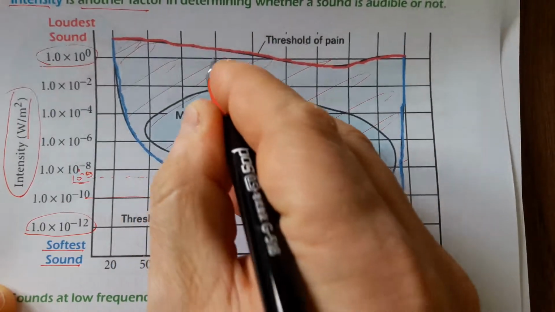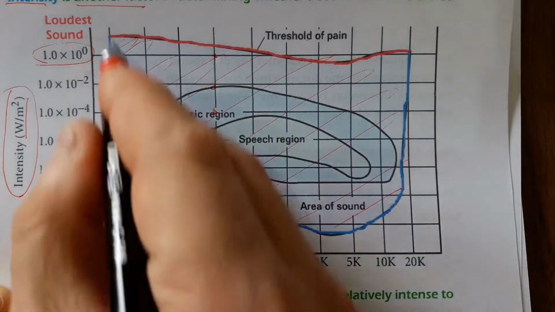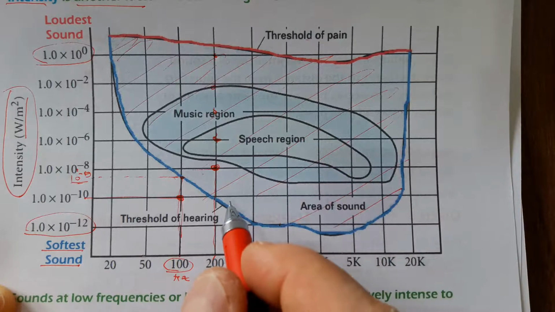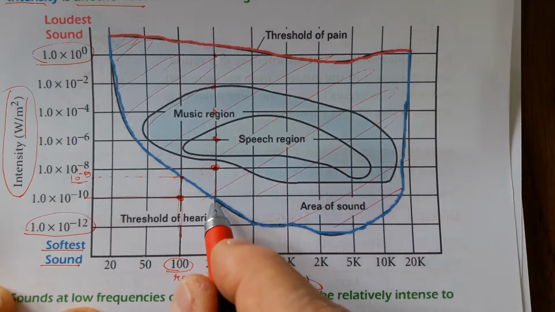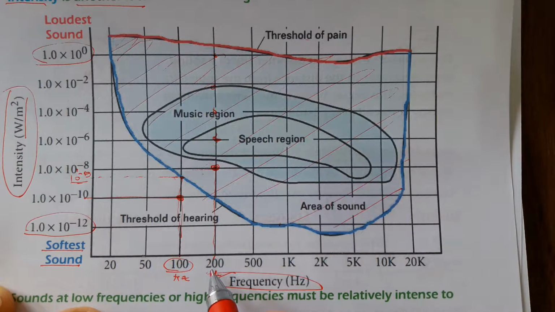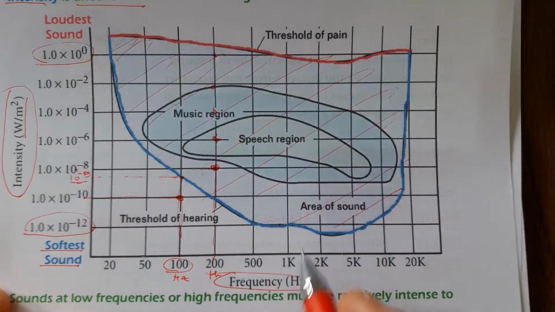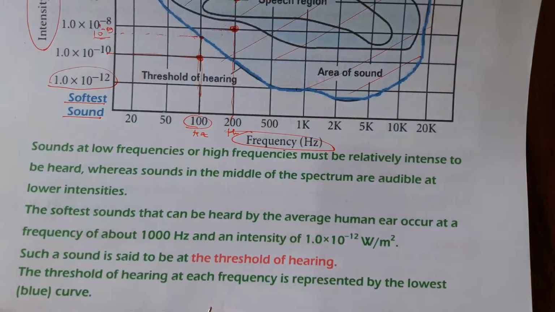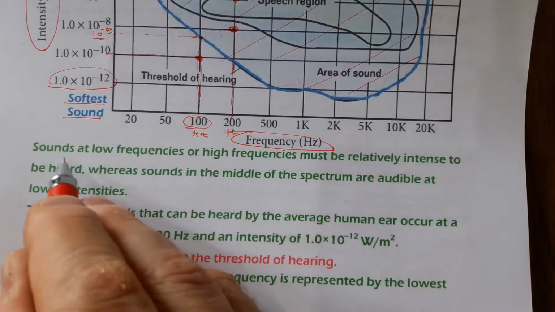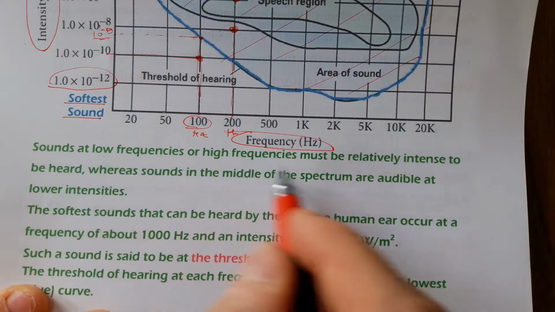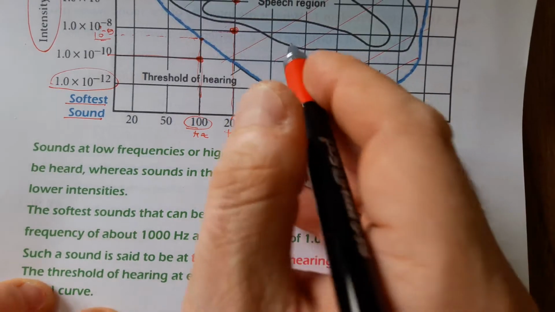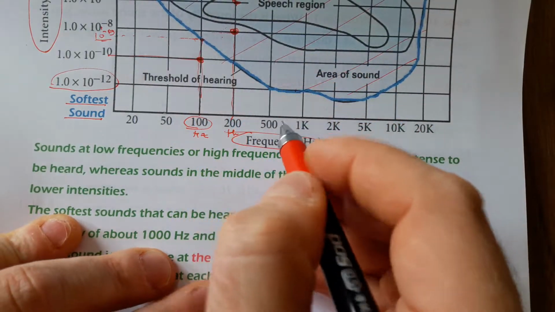Or this one is audible. So you can make the audible sound inside this region. But the smallest intensity which makes a sound audible is called the threshold of hearing. So threshold of hearing is the lowest sound intensity.